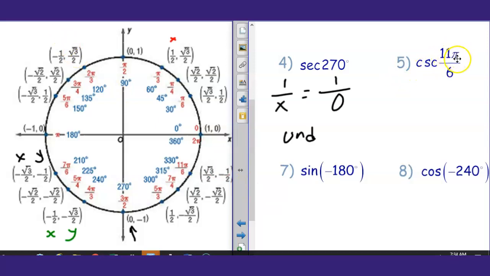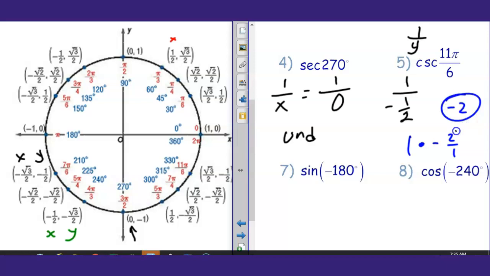Because remember, you can't have 0 in the denominator. All right, cosecant of 11 pi over 6. So 11 pi over 6 is right here. Cosecant is 1 over y because it's the inverse of sine. So the y value here is negative 1/2. So we have 1 over negative 1/2. And again, keep, change, flip: keep the top, which is 1, change to multiplication and flip the bottom, negative 2 over 1. So 1 times negative 2 is negative 2. So cosecant of 11 pi over 6 is going to be negative 2.